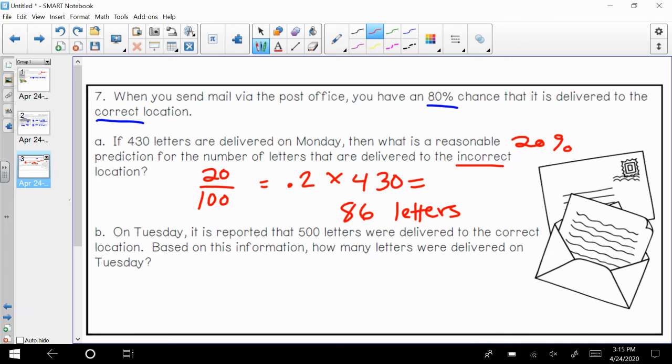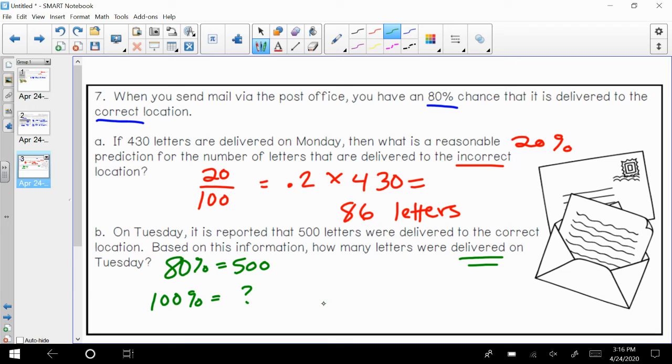And then the last part, on Tuesday, it's reported that 500 letters were delivered to the correct location. Based off of this information, how many letters were delivered on Tuesday? So we're actually looking for the total here. This setup is a little bit different. So the way that I visualized it in my mind is I rewrote the information they give us. 80% in this case is 500. I'm trying to figure out what the 100% amount equals.